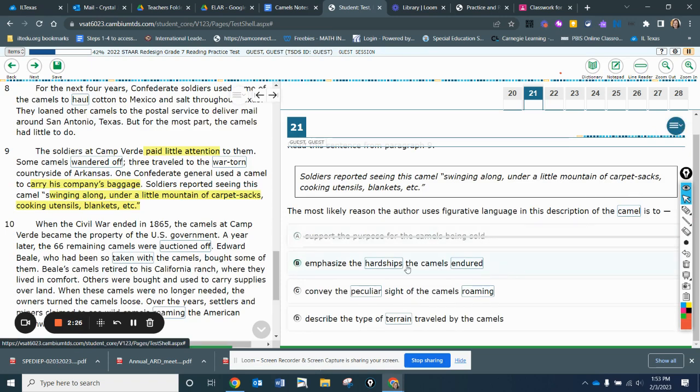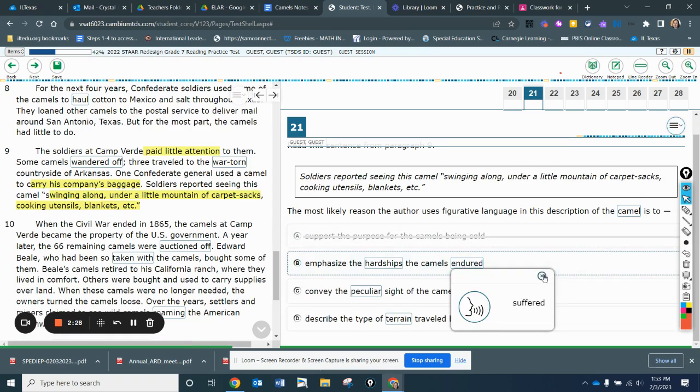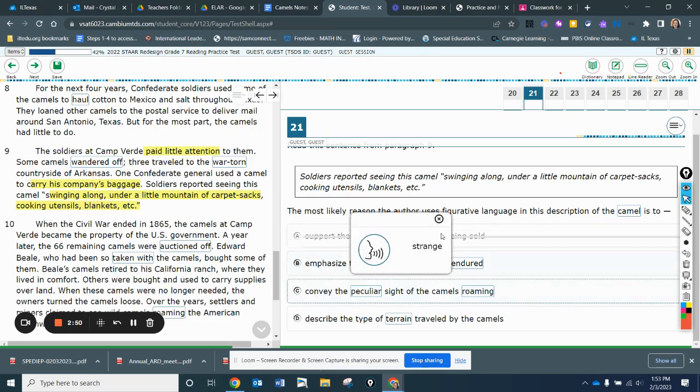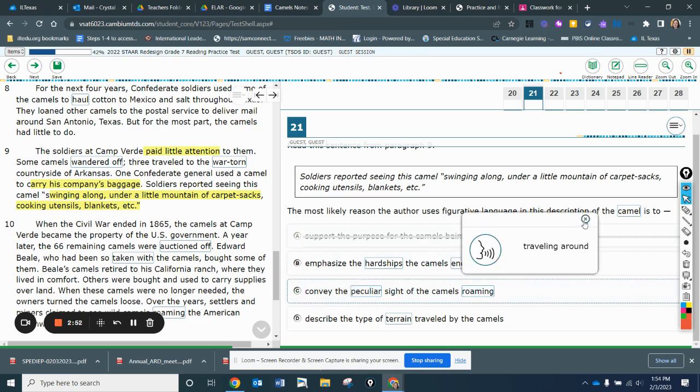It says, emphasize hardships the camels endured, suffered. Hardships are difficulties. Okay, but when I'm looking at that, I'm not seeing a difficulty that the camel endured. He's just swinging along under a mountain of carpet sacks. He's being used to carry the company's baggage. So I'm thinking not. Convey the peculiar sight of the camels, the strange sight of the camels traveling around. Well, he's traveling and he has a bunch of cooking utensils and blankets, so that would look pretty strange to me. So that's one possibility.